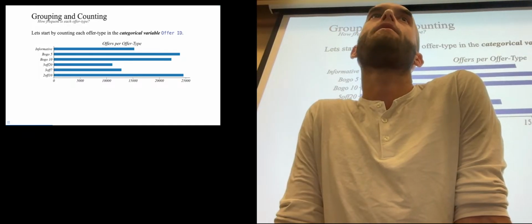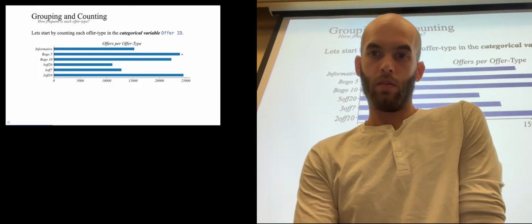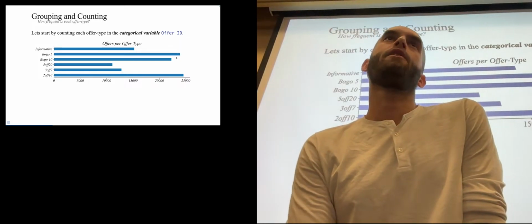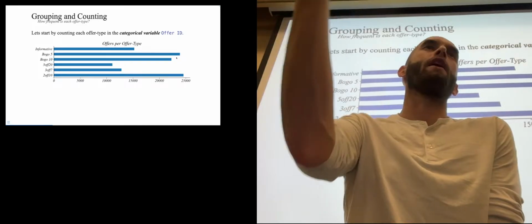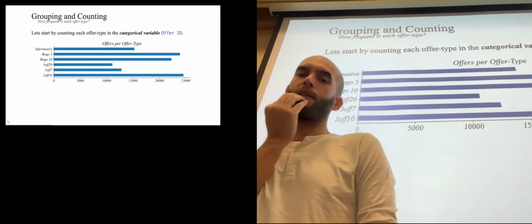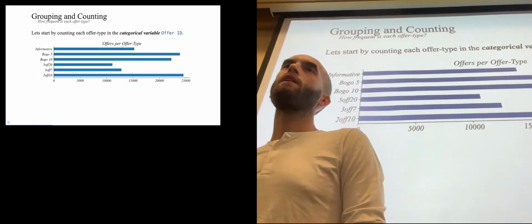Yeah, Jason. Yeah, so the most common offer IDs in our data sets are the BOGO 5 and the 2 off 10. So this gives us some indication about frequency. What does this tell us?